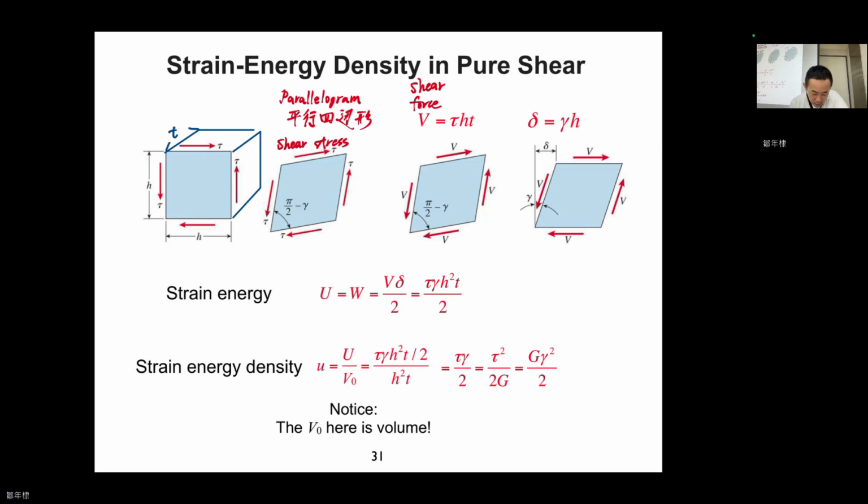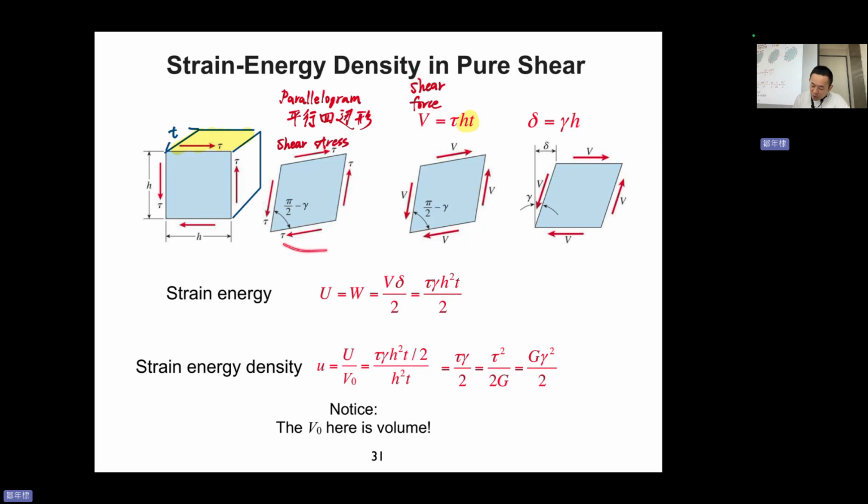What is ht? ht here is this area, right? So tau ht. You see, the shear stress times the area is shear force, V. So all the faces are the same. You have V, V, V, V, so it becomes shear force.